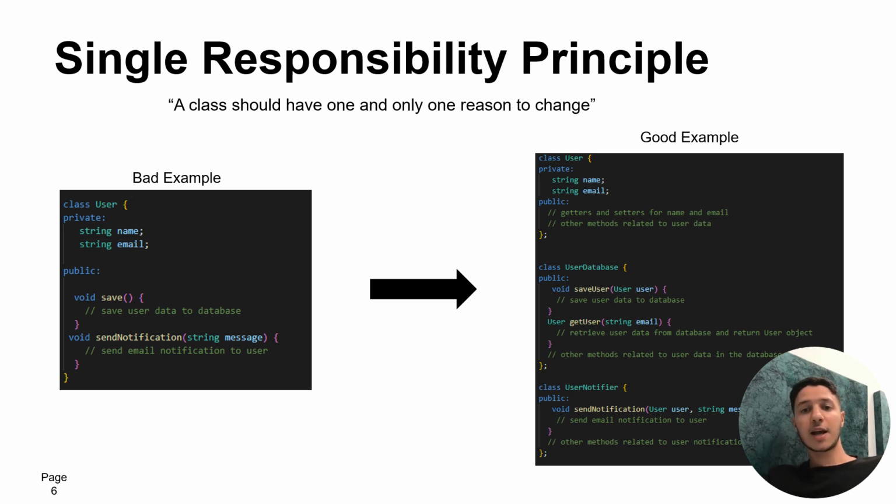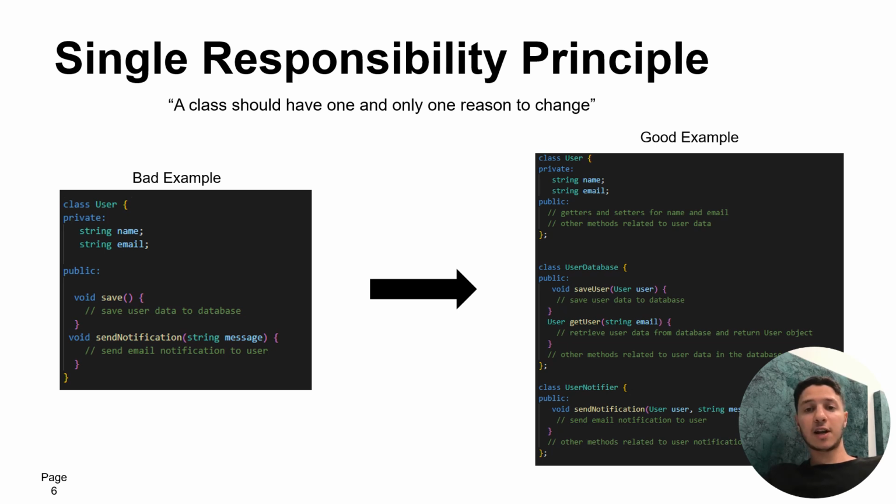data, and we have a class called UserDatabase, which is responsible for any relation with the database and the user. So it's responsible for saving the user data to the database, it's responsible for retrieving it from the database, and so on. And we also have a class called UserNotifier, and this class is responsible for sending and receiving email notifications and so on.